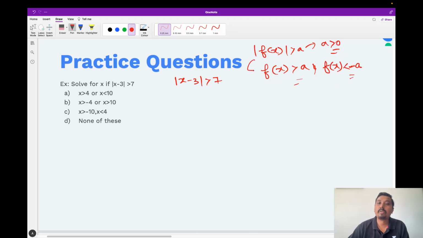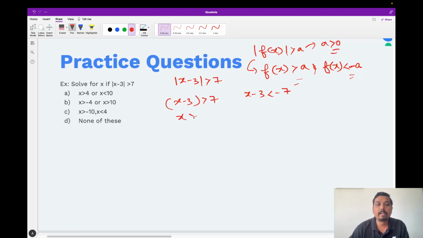This is how you need to open this particular absolute value. If you get it, please go and see my absolute value class. I have discussed each and every property very clearly. So now if I open it like this, what I'm going to get here is x minus 3 is greater than 7, or x minus 3 is less than minus 7.